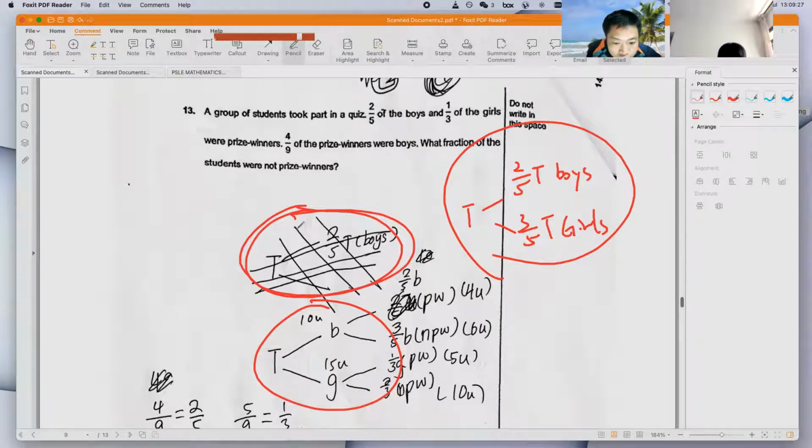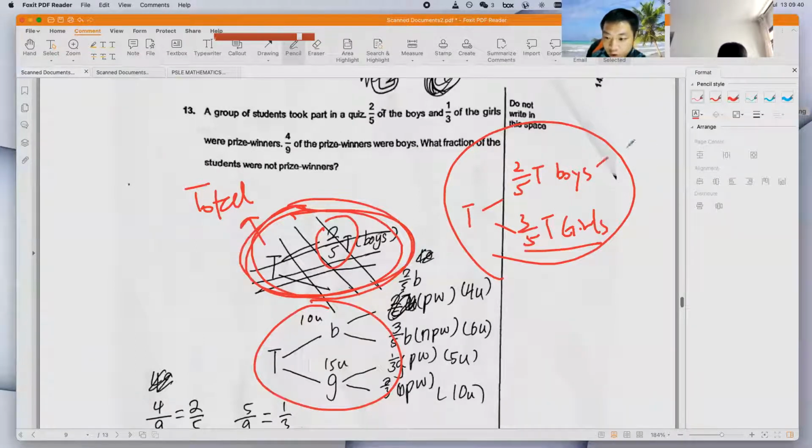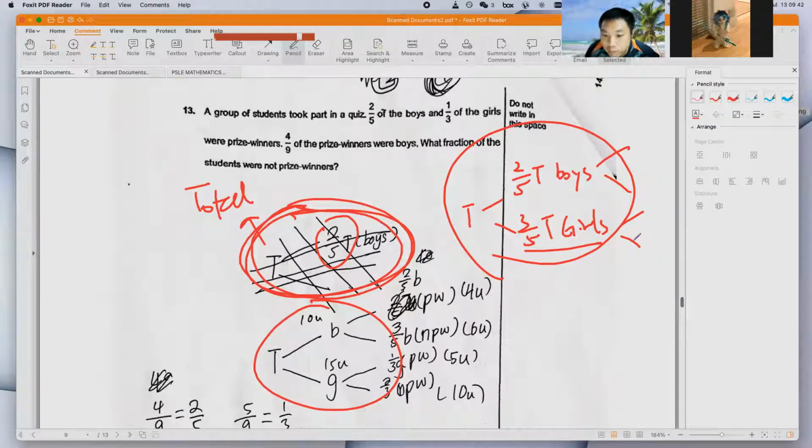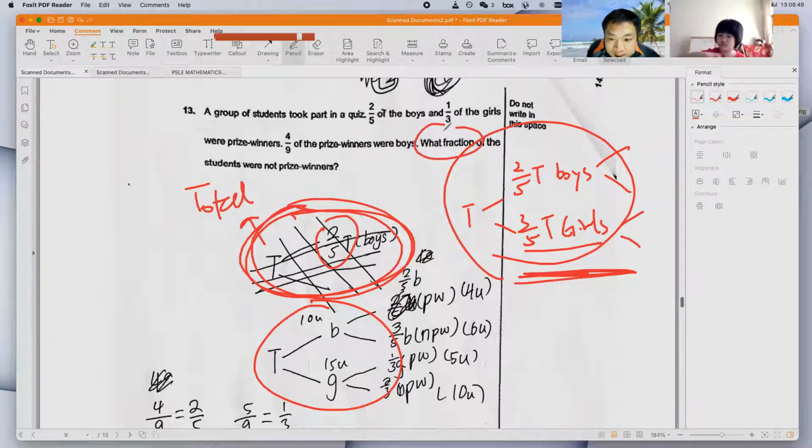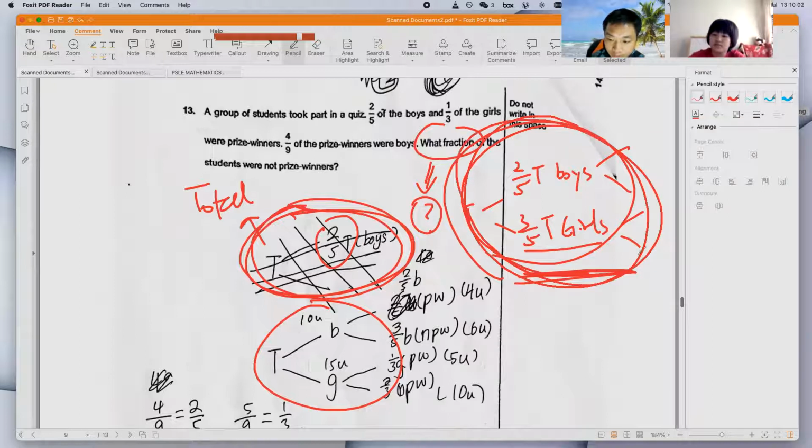No, your this is correct. The T is total. Yes, total means boys and girls. So when you're telling me 2/5 of T is boys, so that means 3/5 of T is girls. And then you continue to go to the next branch, which is prize winners. Can you help me do it on a piece of paper and find out the answer for this question? And I will check for you at the end. Can you tell me your answer after continuing from here?